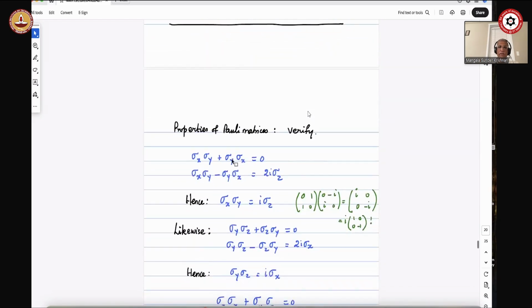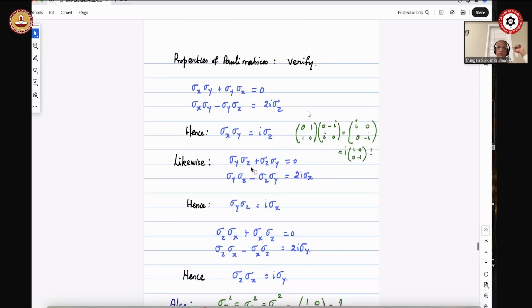I want you to verify the following relations. This product: sigma x sigma y plus sigma y sigma x is 0. Do the matrix multiplication, add the two, and then do the reverse multiplication, AB, BA, two matrices. Same thing here: sigma x sigma y minus sigma y sigma x. Show that what you get here is what you get when you do this multiplication.